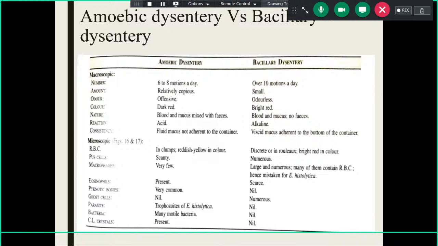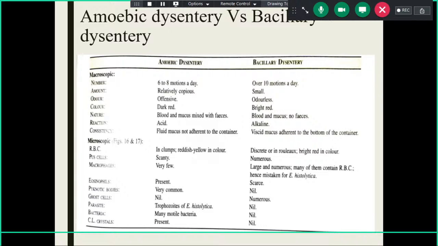So people, knowing that you are studying MBBS, may ask you for medicine, and from a few points you can catch whether the patient needs an antibiotic or an anti-amoebic, which is metronidazole, okay, drug. So what is that? In amoebic dysentery there are 6 to 8 motions, whereas in bacillary dysentery the patient may have an urge for 10 motions a day.